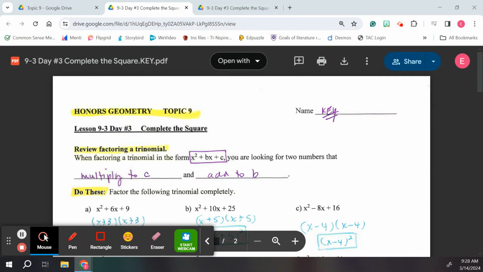First thing you want to write down. So we're going to review factoring. When factoring a trinomial in the form x squared plus bx plus c, you are looking for two numbers that multiply to c and add to b.